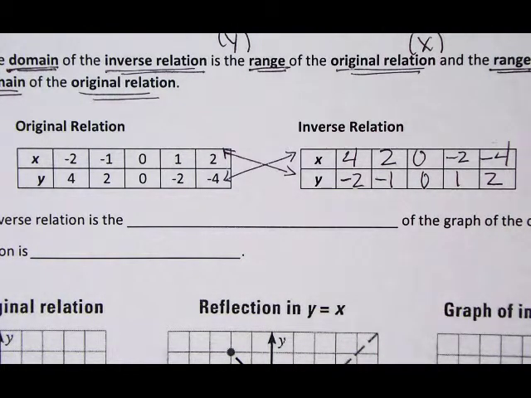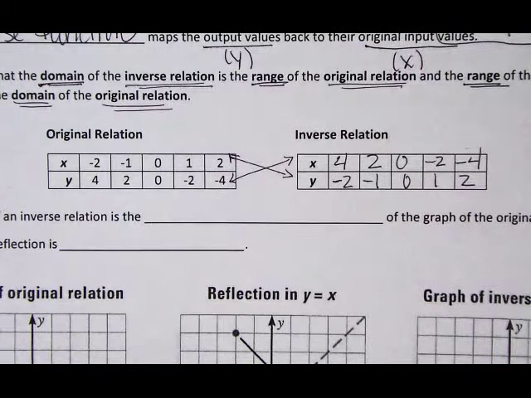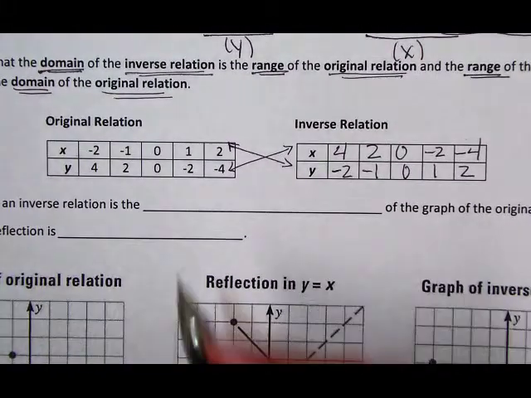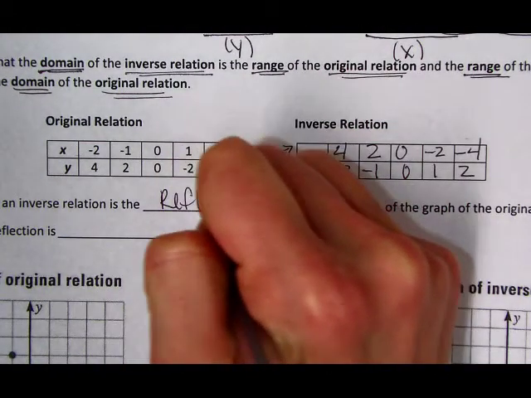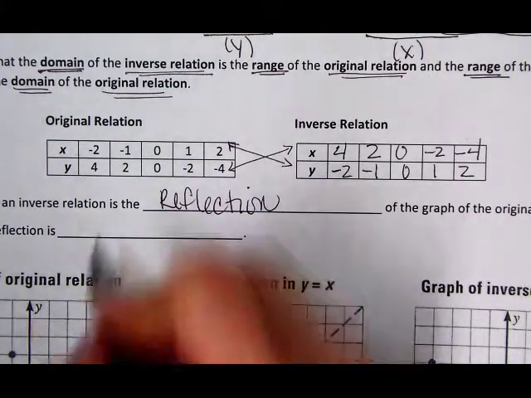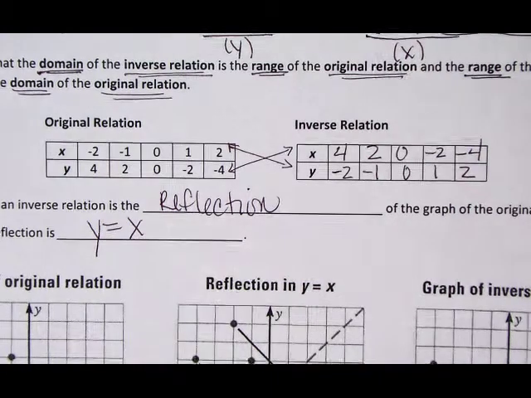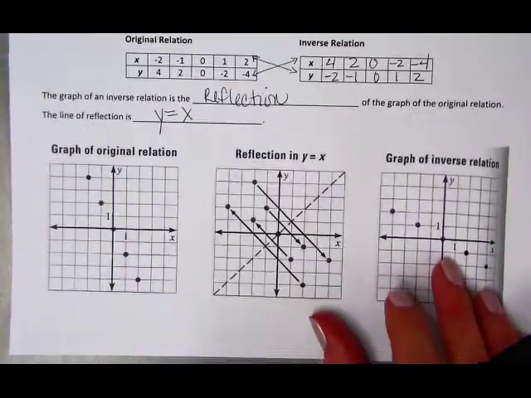So you're swapping your x's and your y's, which means you're swapping your domain and ranges, the list of those values. More importantly, the graph of your inverse relation is the reflection of the graph of the original relation. And this line of reflection is the y equals x line. So we're going to be flipping your x's and your y's, which is shown in the three graphs given to you at the bottom of your page.